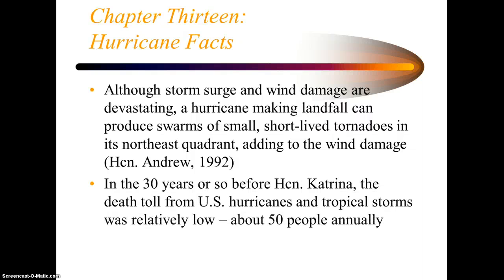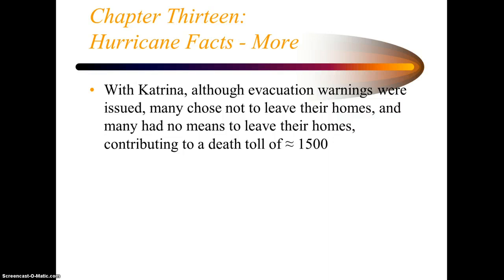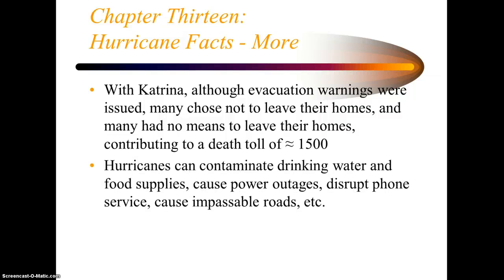In the 30 years or so before Hurricane Katrina, the death toll from U.S. hurricanes and tropical storms was relatively low, about 50 people annually. Then Katrina really busted the averages because nearly 1,800 people died in Katrina. With Katrina, although the evacuation warnings were issued, many chose not to leave their homes or did not have the means to leave their homes because there's a lot of poverty in New Orleans. That did, in fact, contribute to a death toll of around 1,500, actually ended up being closer to 1,800.